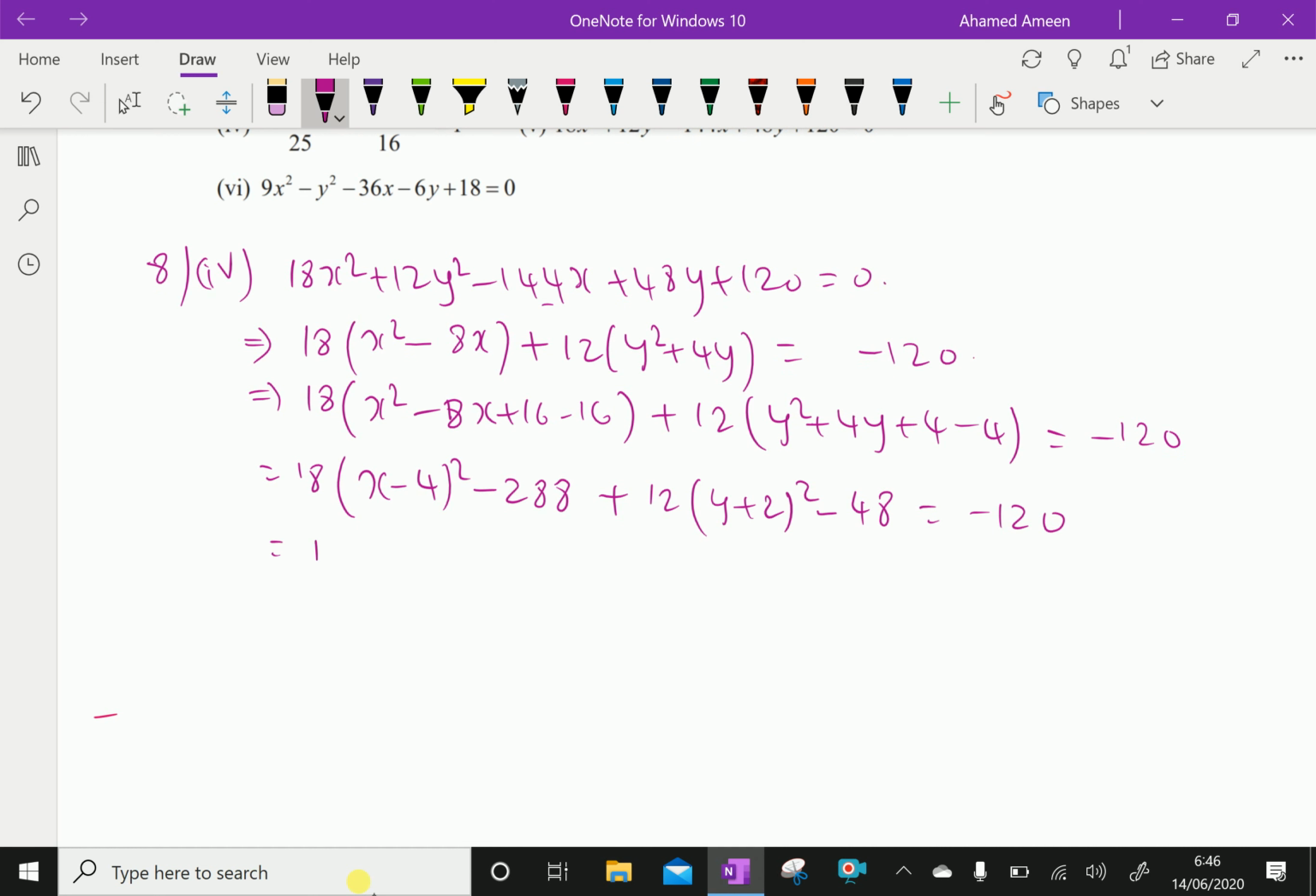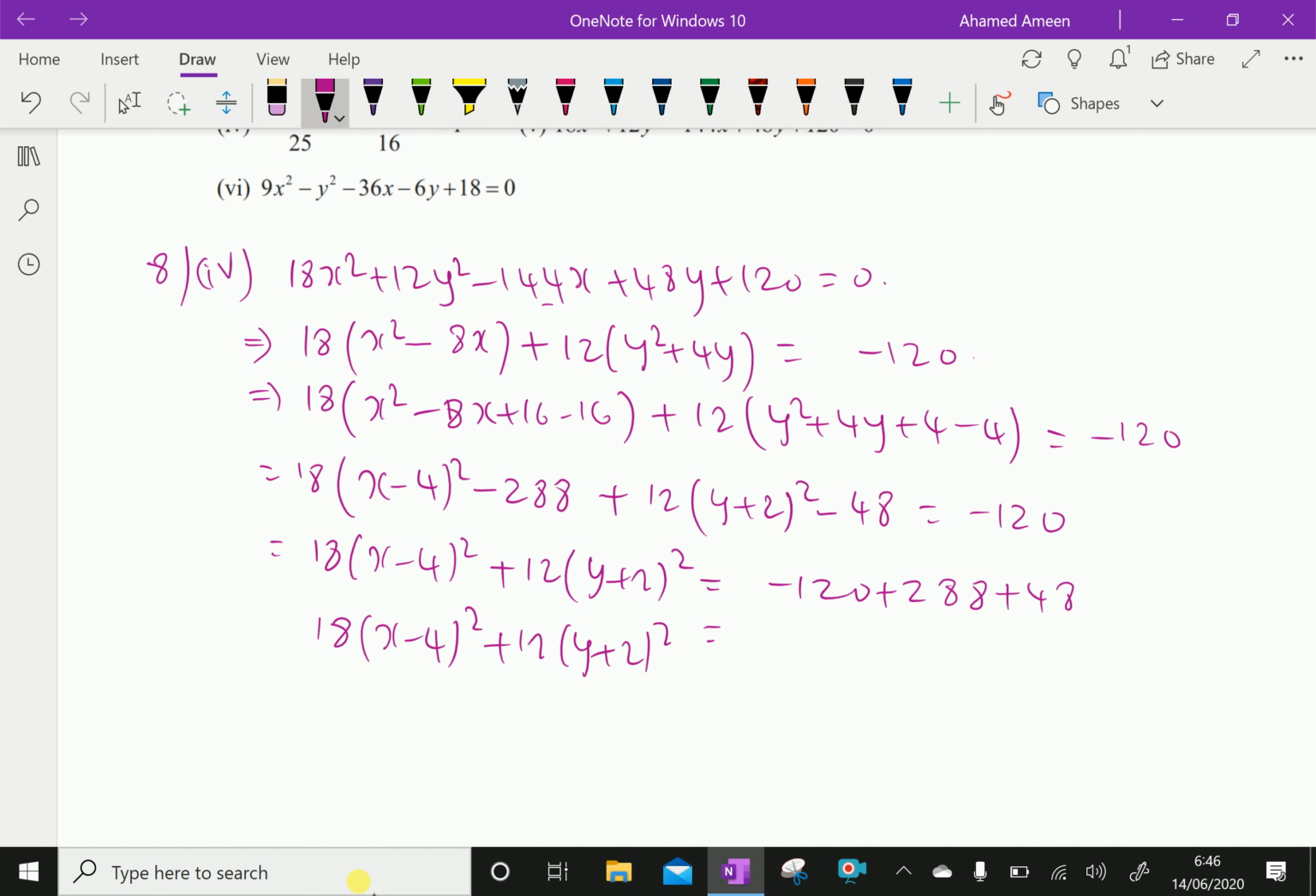Now 18 into x minus 4 the square plus 12 into y plus 2 the square equal minus 120. Minus 288 comes to this side as plus 288, minus 48 comes to this side as plus 48. So we have 18 into x minus 4 the square plus 12 into y plus 2 the square equal minus 120 plus 288 plus 48, which is 216.